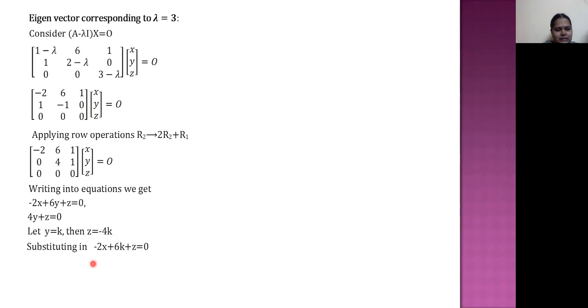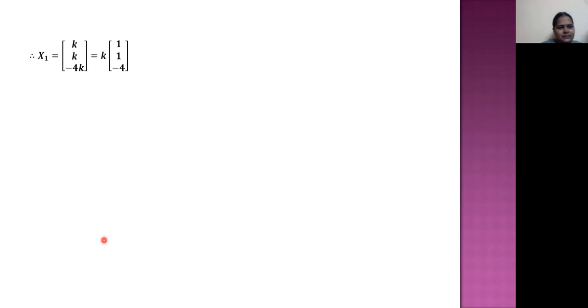Next, substituting y and z values in the first equation, we have minus 2x plus 6k, and z value is minus 4k. If we substitute all of them, we get x value as k. So we got the x, y, z values that we are substituting in the first eigenvector: k, k and minus 4k. So if we take out k, we have 1, 1, minus 4.